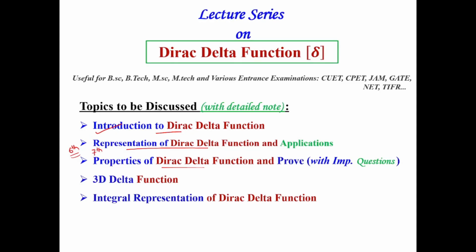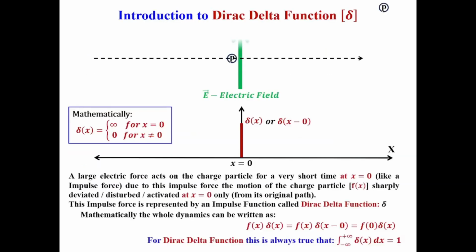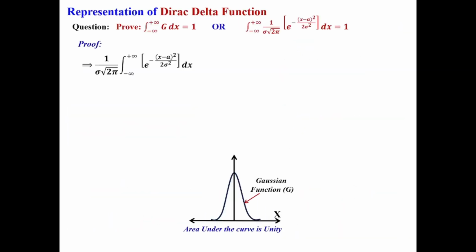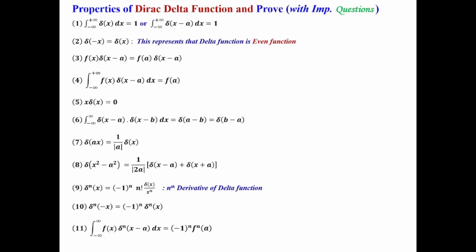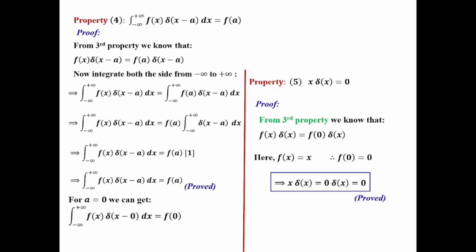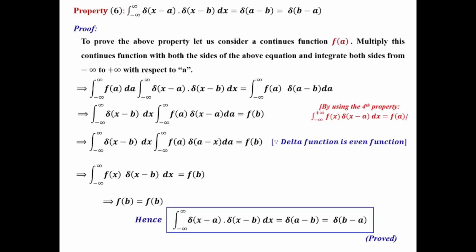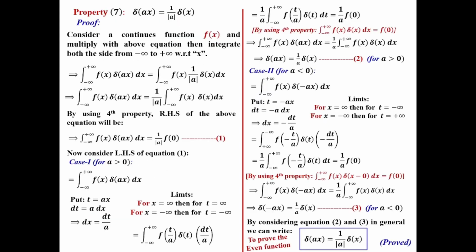Okay, so let us start. These things we have discussed in our previous lectures: the introduction part, representation of the Dirac delta function, application of the Dirac delta function, and properties up to the sixth property. These are the third property, fourth, and this is your fifth, then the sixth property, and we discussed important questions. Now we are going to start discussing property number 7.